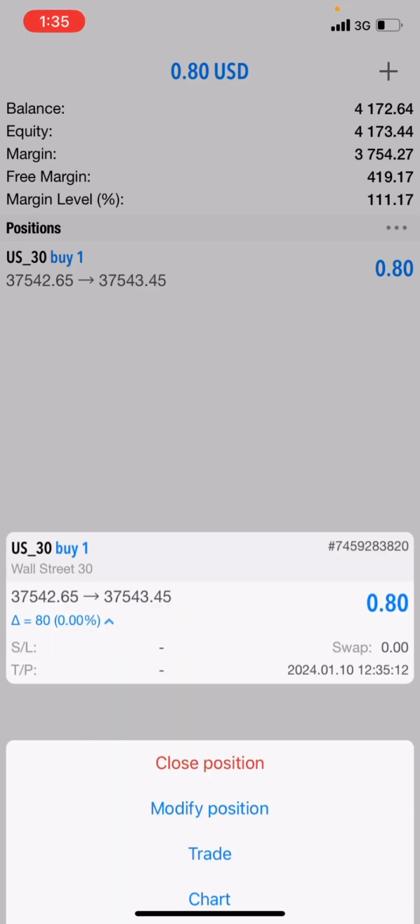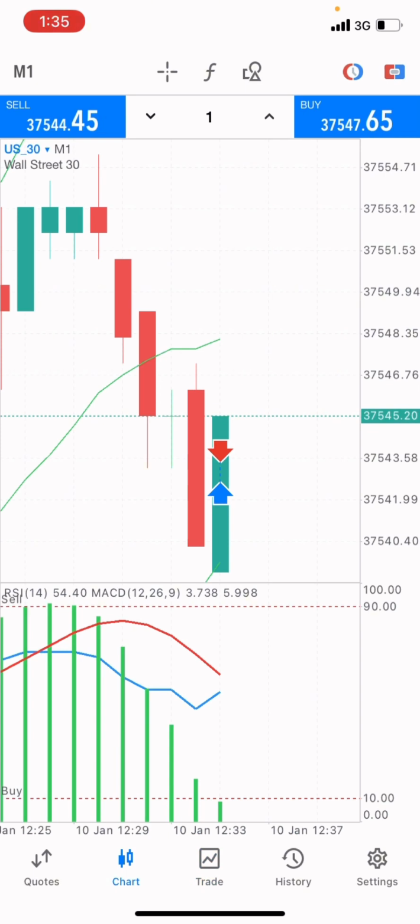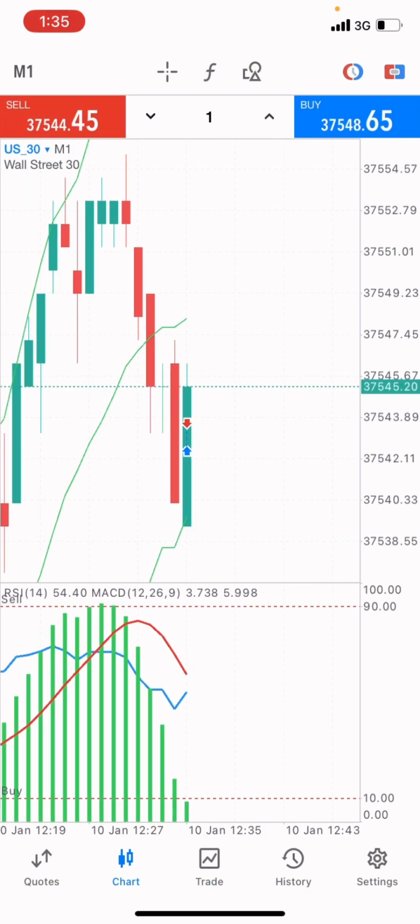0.80. Let's close this trade. Let's take this profit, guys. We've just made a profit of 0.80 cents. And let's see, the market is still buying.